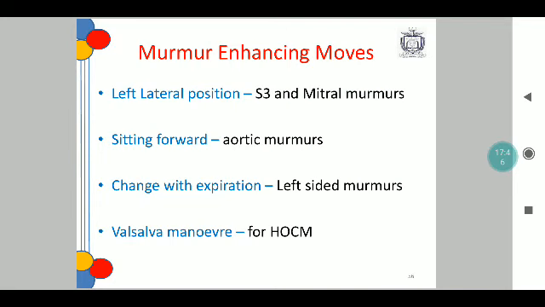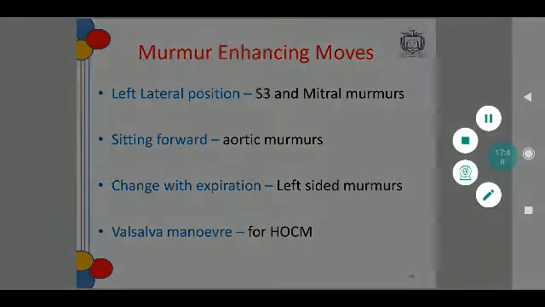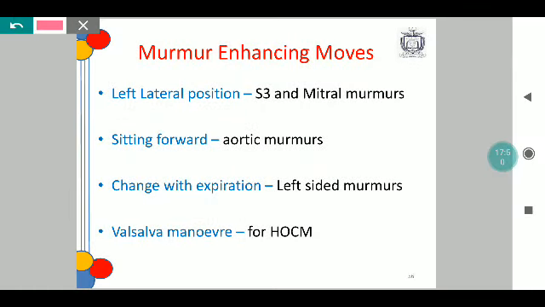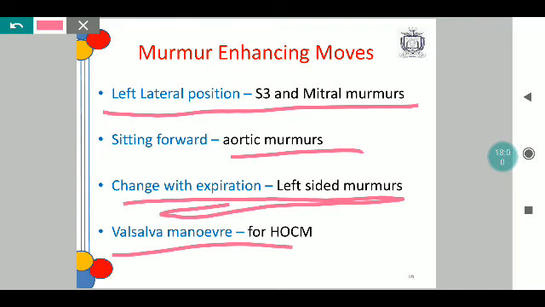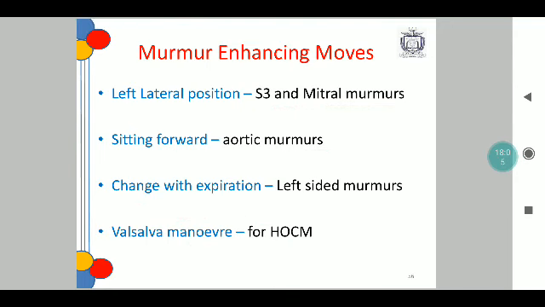Now, like I mentioned, certain murmurs are enhanced by certain maneuvers. In the left lateral position, S3 and mitral murmurs are best heard. On bending forward slightly, aortic murmurs are heard well. On expiration, left-sided murmurs are heard better. And the Valsalva maneuver helps in hearing the murmur of hypertrophic obstructive cardiomyopathy.